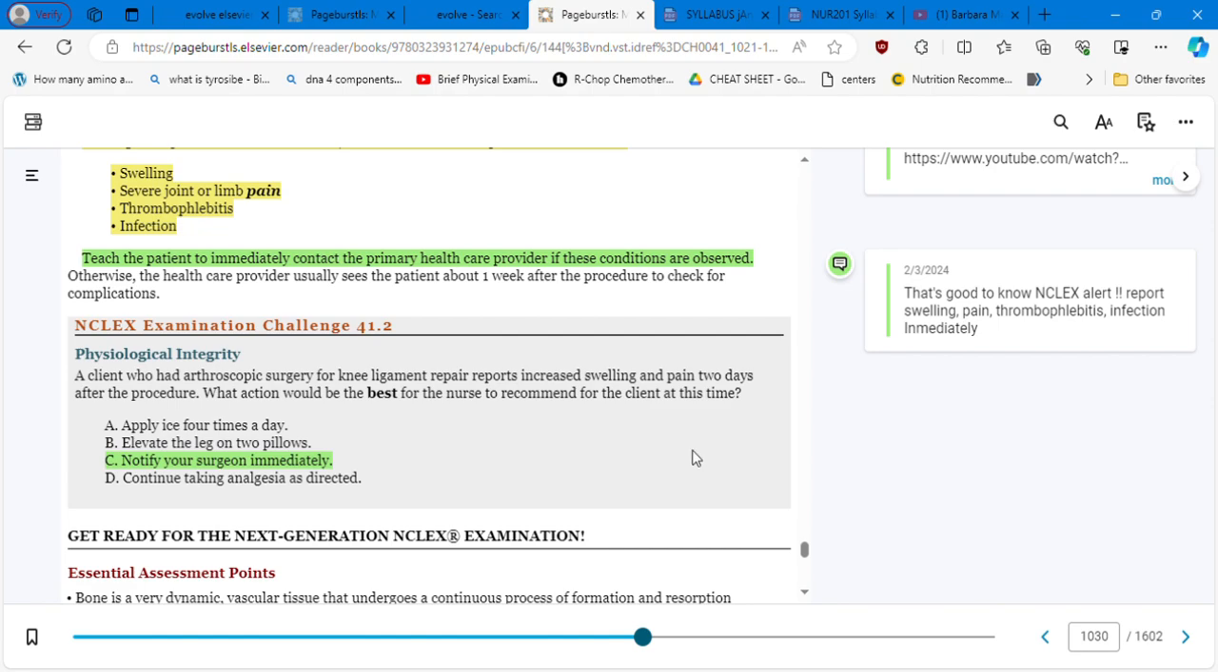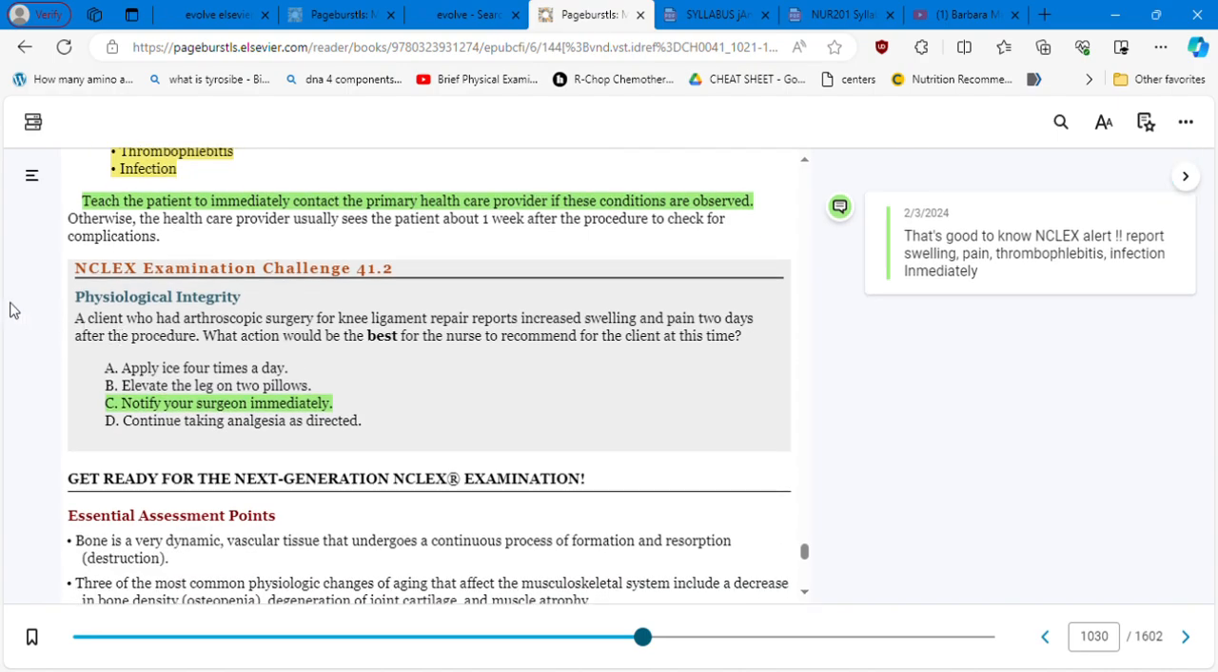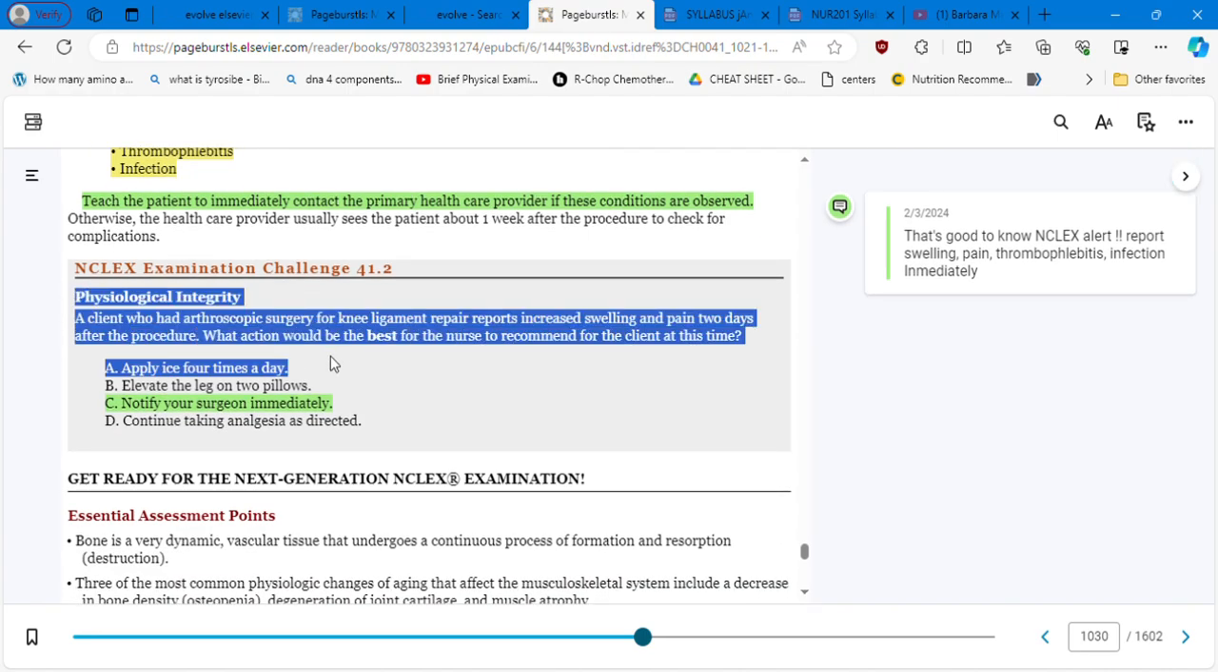And you practice your technique that I taught you. You first read the question of the question. What action would be the best for the nurse to recommend? Okay, they're asking me for an action. And then you read the whole stem of the question. Apply ice 4 times a day. Elevate the leg on 2 pillows, notify the surgeon immediately, continue taking analgesia. Okay, so the answer is notify your surgeon immediately. That's good to know. This question is good to know.